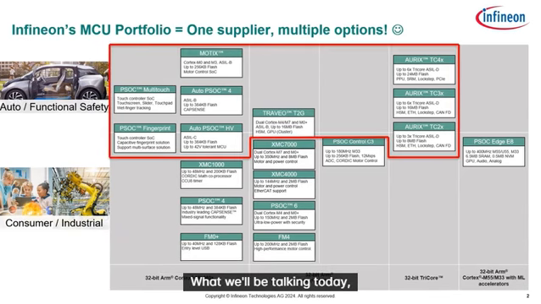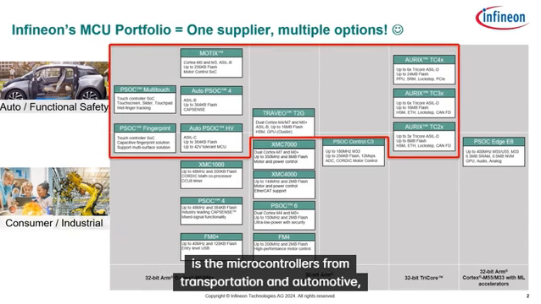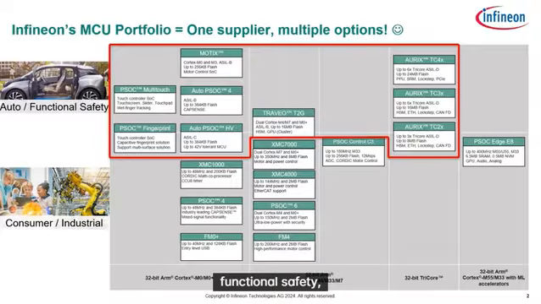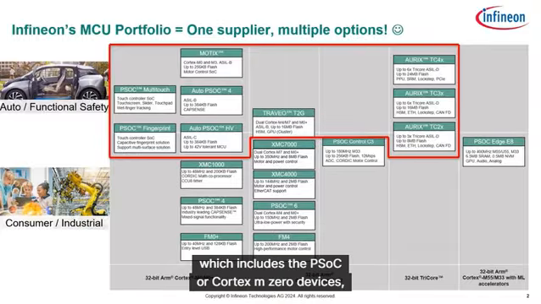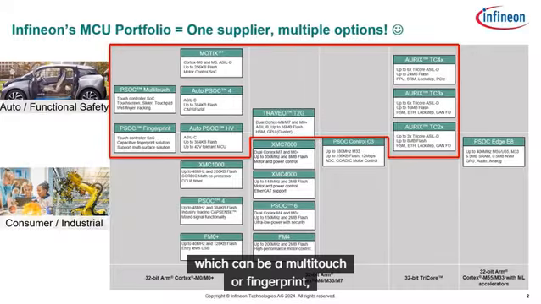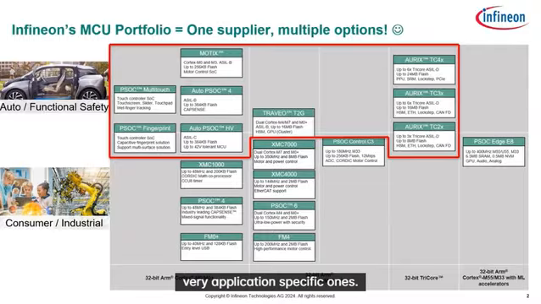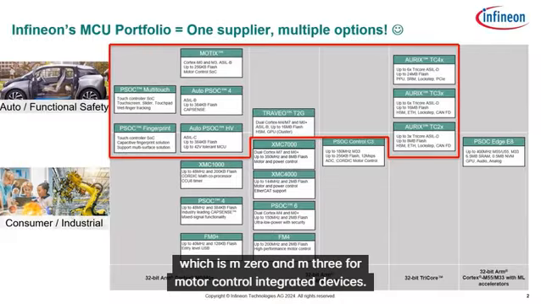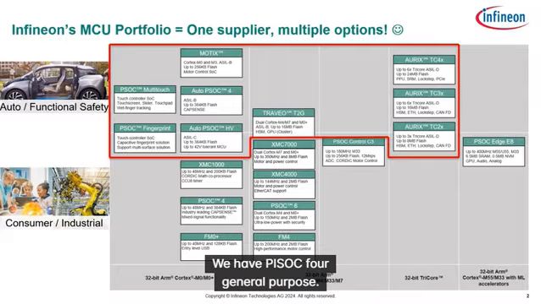What we'll be talking about today is the microcontrollers from transportation and automotive functional safety, which includes the PSOC, our Cortex M0 devices, which can be multi-touch or fingerprint, very application-specific ones. We have the Multics, which is M0 and M3 for motor control integrated devices. We have PSOC 4 general purpose. We have the PSOC HV, which is the high voltage up to 42 volts.